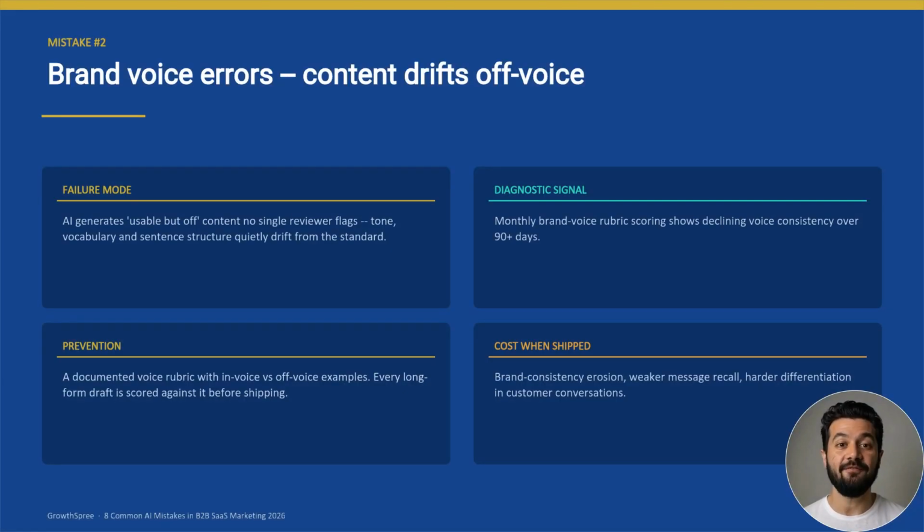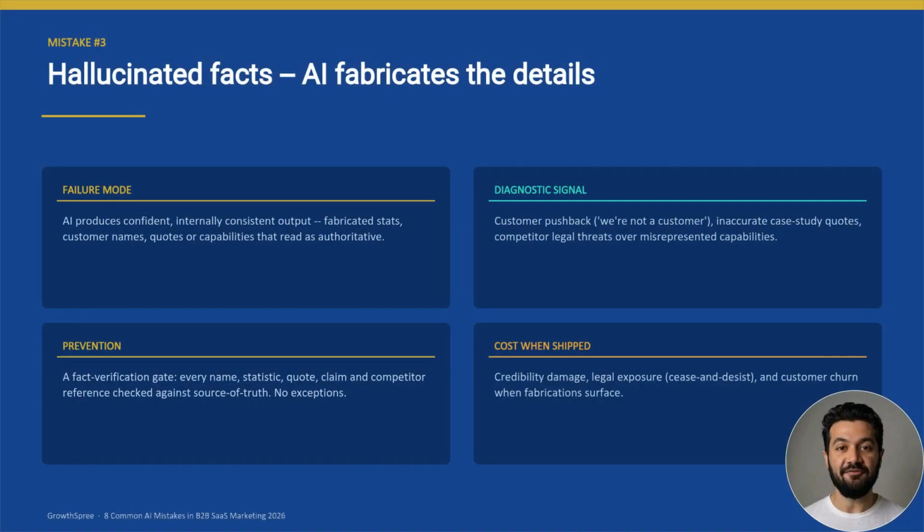Mistake 2. Brand voice drift. Each AI draft is usable but off, and no single reviewer flags it. 6 months later, your content doesn't sound like your brand. The fix: a documented voice rubric with on-voice and off-voice examples, and every long form draft scored against it before it ships.